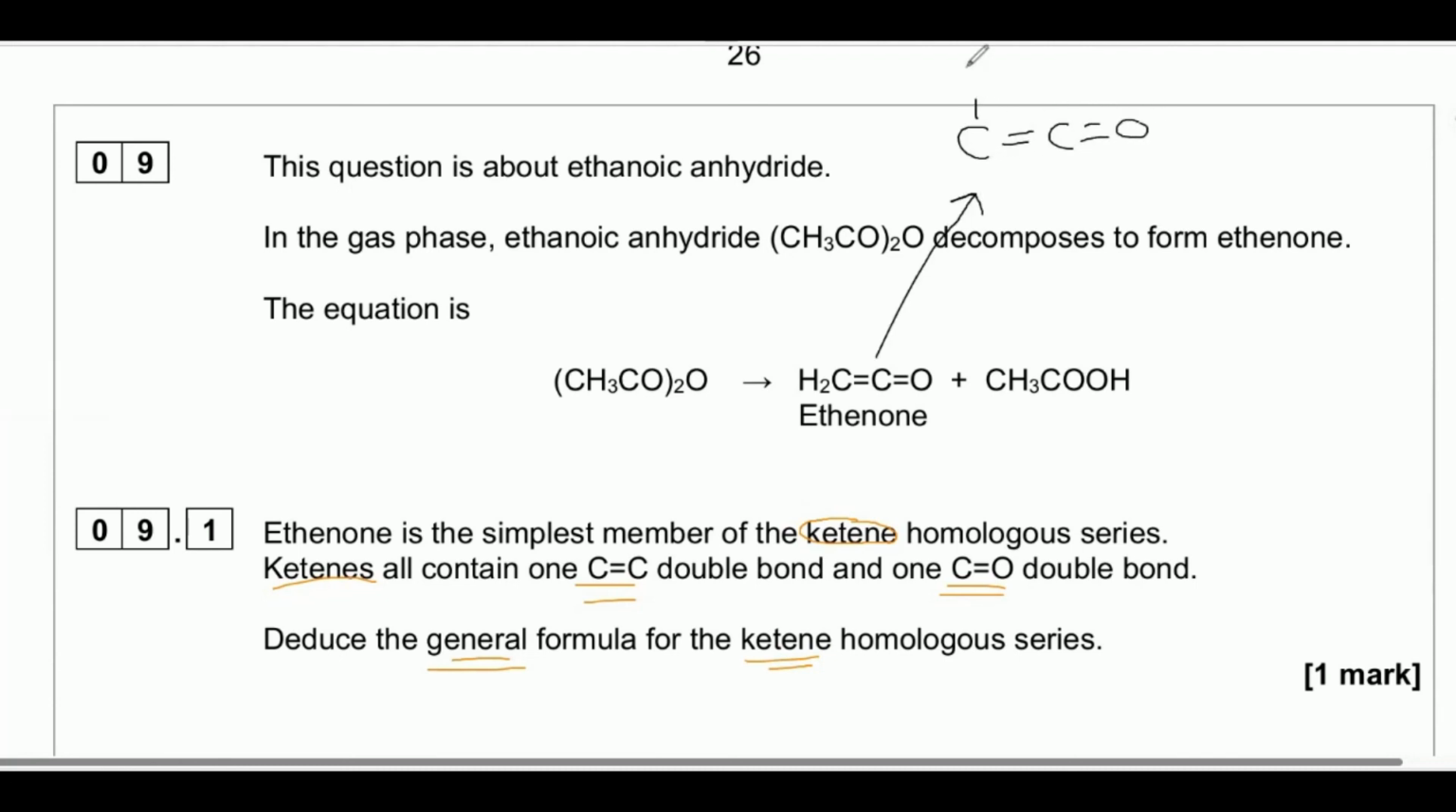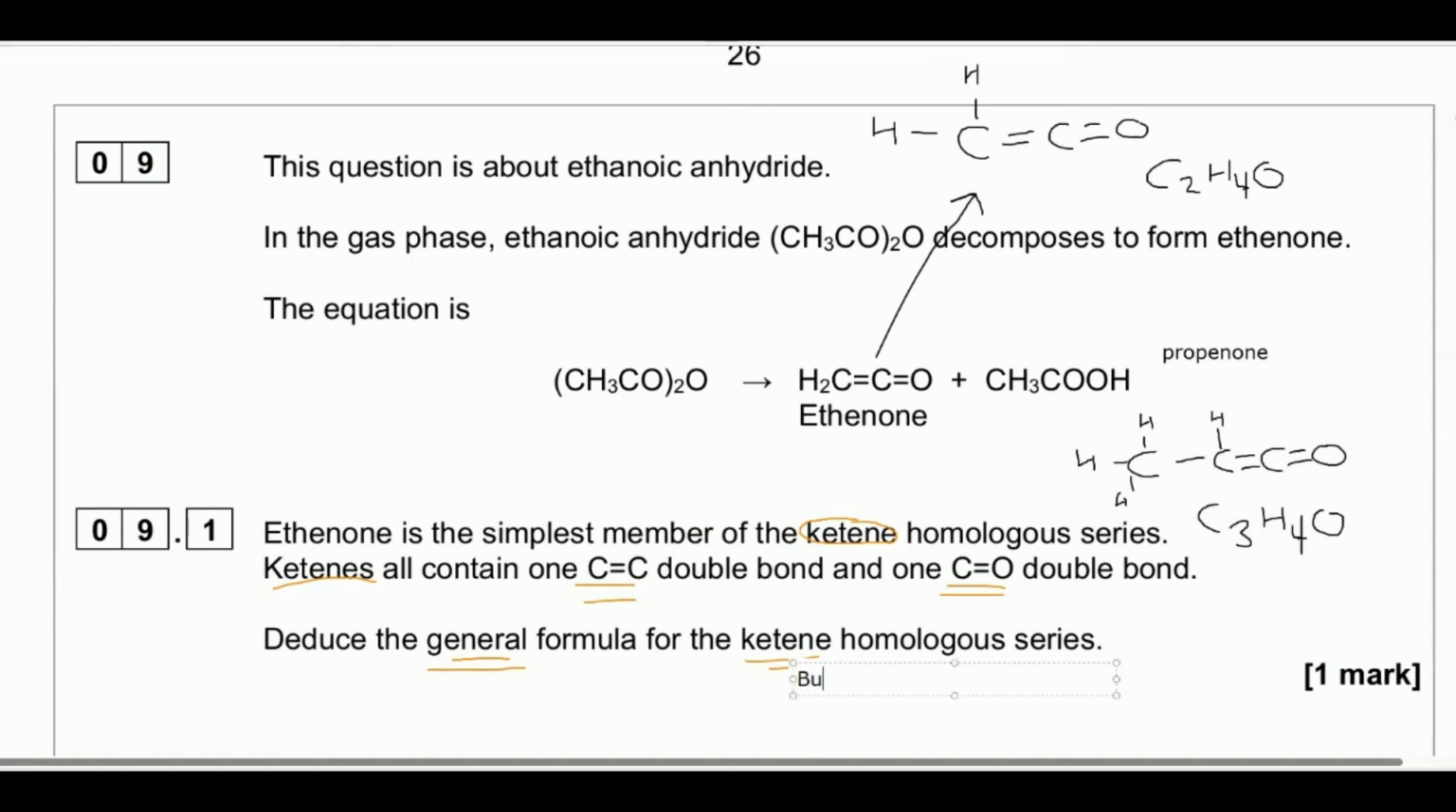So it's got a C=C bond and a C=O, so I'm going to draw out ethenone here. It wants us to deduce the general formula for the ketene homologous series. I've written out the displayed formula and the molecular formula because it's easier than looking at the structural. But you won't really be able to work out the general formula unless you write out a couple of members of the homologous series. So based on the fact they need to have a carbonyl group and a double bond, we can work out their molecular formula. So propenone would be C3H4O.